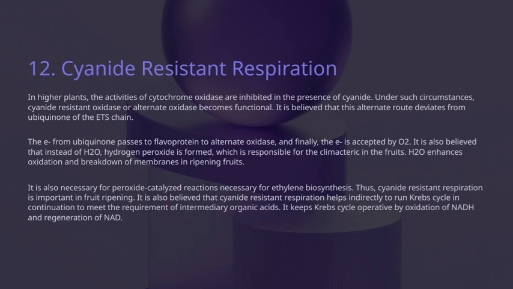In higher plants, cyanide inhibits cytochrome oxidase activity, but in such cases, this alternative oxidase pathway becomes active. It essentially bypasses the inhibited complex and provides a different route in the electron transport chain, possibly diverging from ubiquinone. Overall, cyanide-resistant respiration is a vital adaptive process that supports fruit ripening by maintaining metabolic flow and generating signals like hydrogen peroxide. It highlights how plants can switch pathways to ensure continued energy production and developmental processes even under stress conditions.